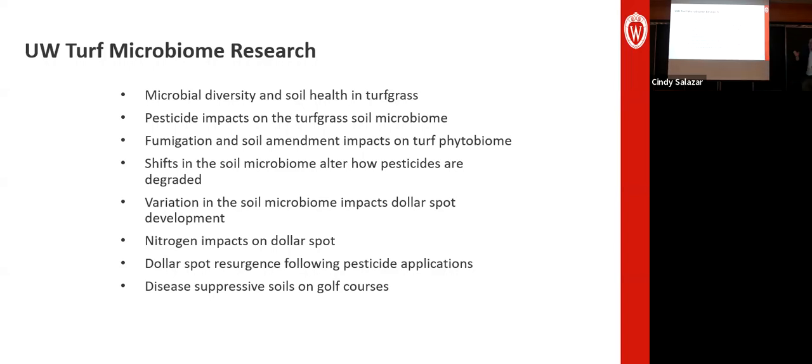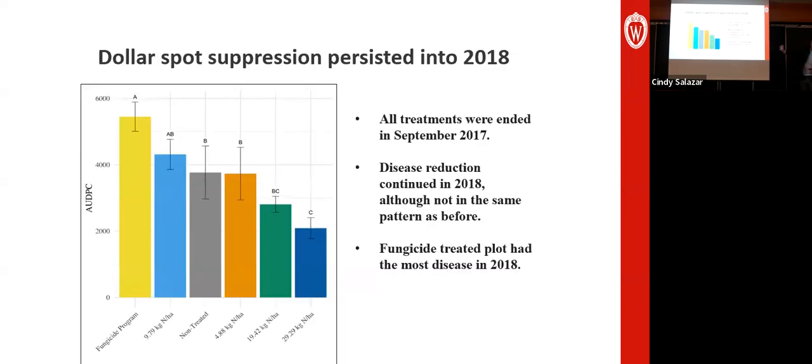So I'm going to talk about one additional study that we've done, and it comes back to this slide that I showed you before, right? Here we had these different rates of nitrogen that were impacting dollar spot, but what we noticed is the year after we sprayed this fungicide program, the dollar spot was much more severe in that plot compared to any of the other plots that had never received fungicide over the previous 3 years.